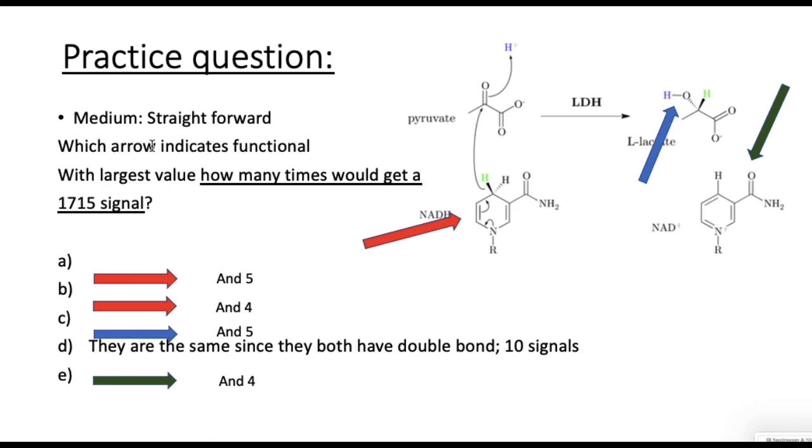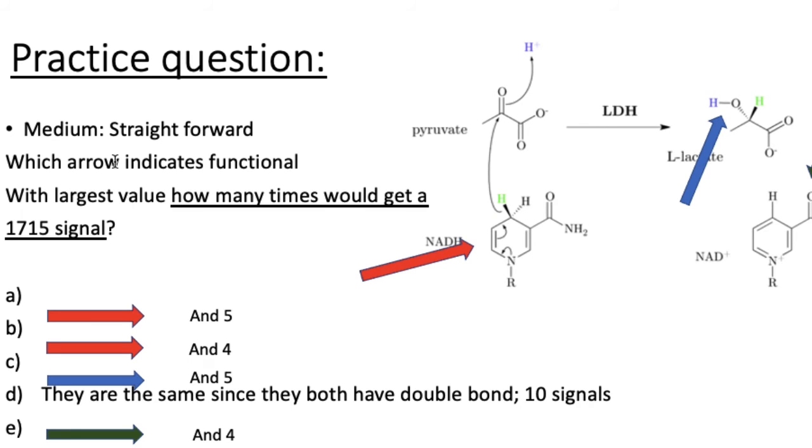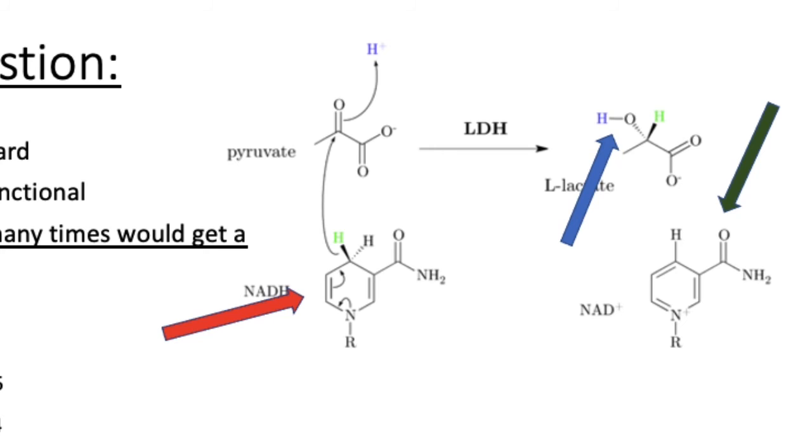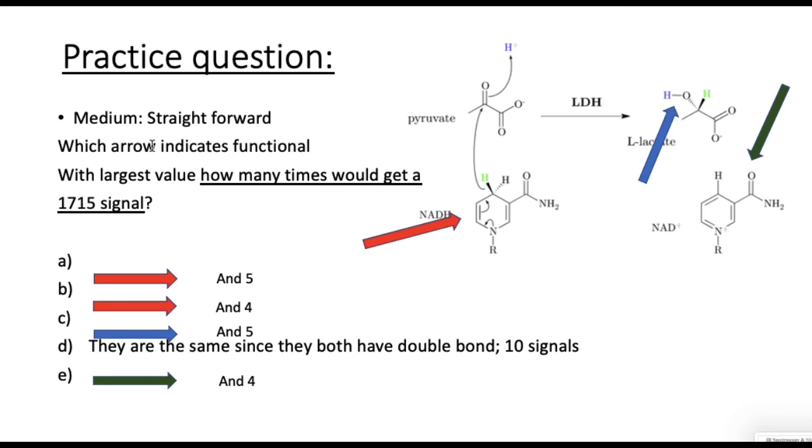This question is pretty straightforward. It's asking you which arrow indicates the functional group with the largest value. And that part should be what? This is 1500, right? And that's 3300 and it's broad. And this one is 1700 and it's sharp. So what number is the biggest? The answer should be blue, right? You don't even have to worry about the second part.